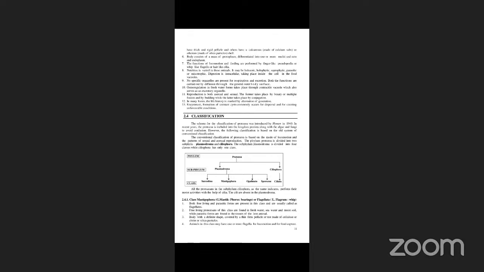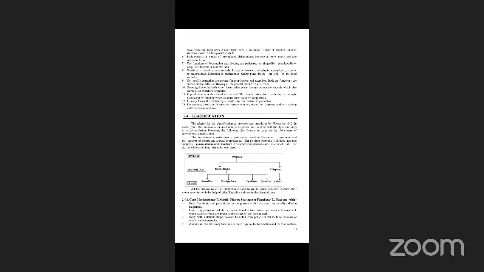Now we will discuss each class. First is Mastigophora. As I said, some terms will be repeating, so I will just skip those terms and not explain them again. I will read whatever I have already explained, and if any new terms come, then I will discuss them.